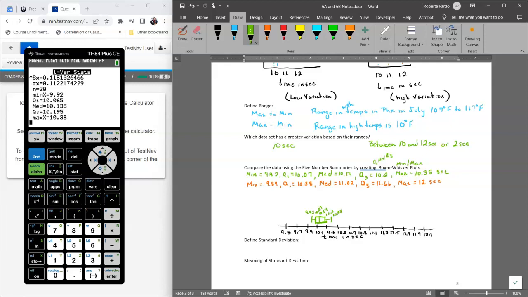So this is a very small box and whisker plot, which means it has very, very low variation because they're all compiled nearest to, in this case, the median. Each whisker is about the same length. This whisker on the right-hand side is a little bit longer. Again, our median is 10.14.